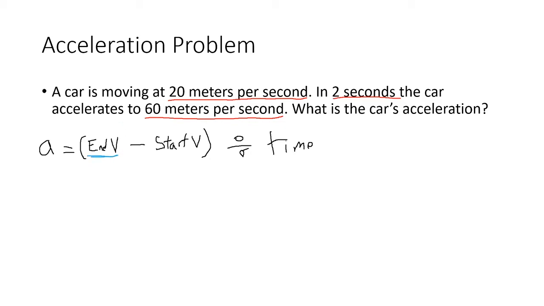Well, our car is moving at 20 meters per second, but that's what we start moving at. And then in 2 seconds, our car accelerates to 60 meters per second. Because our car accelerated to 60 meters per second, we know that this is going to be our ending velocity. So that's going to be 60 meters per second. Okay, so that's the first one.